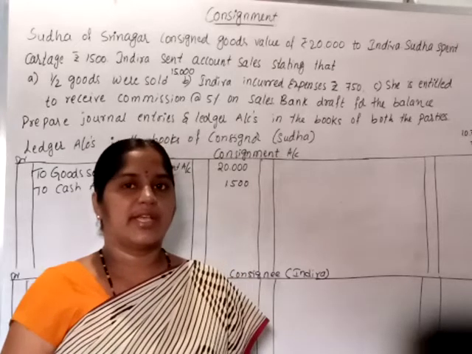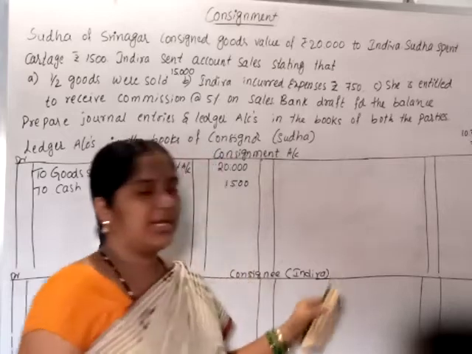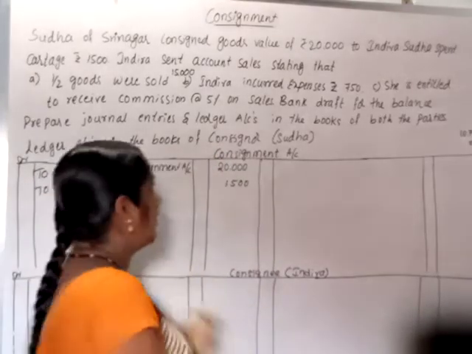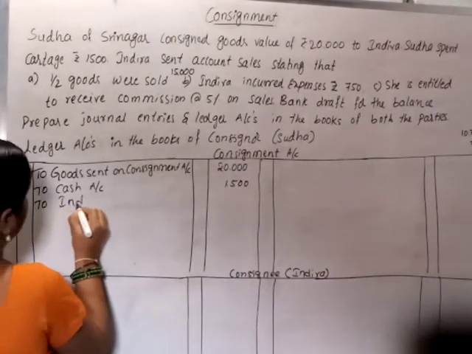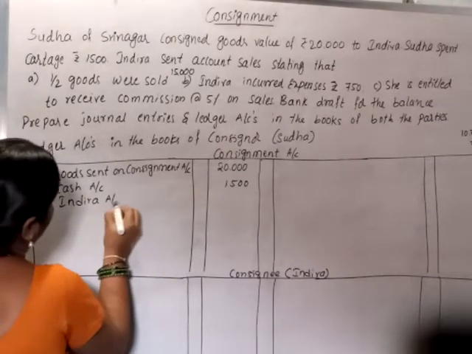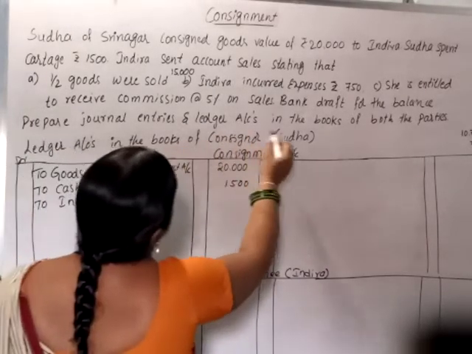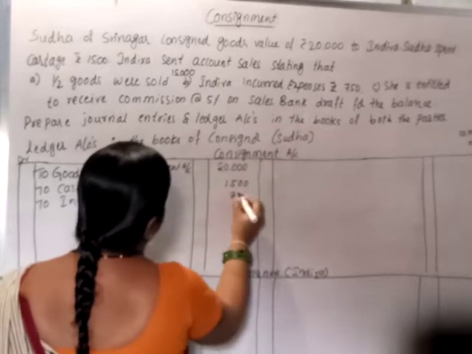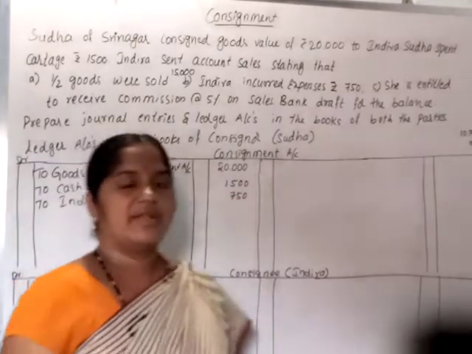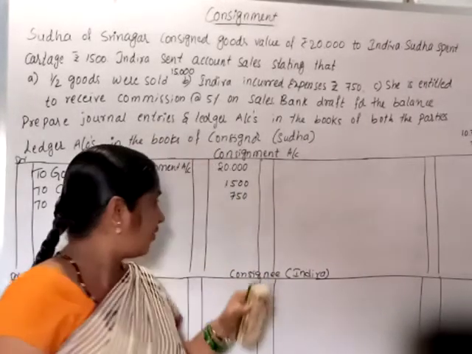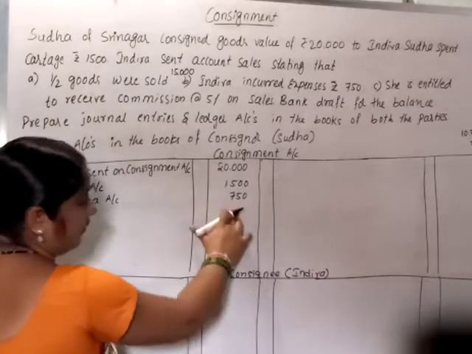Entry is consignment account debit to consignee account. So consignee is nothing but here Indira only. So consignment account debit to Indira account. So right here Indira account. So expenditure how much we have? 750 rupees. Okay. Consignee paid 750 rupees expenditure. Next one. For the sales. Entry is again we have Indira account. In Indira account also we should write this 750 rupees.